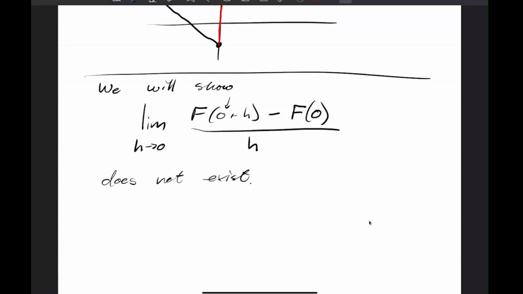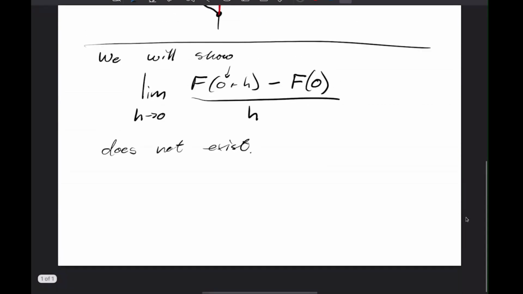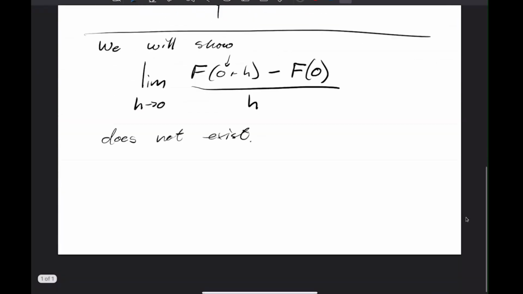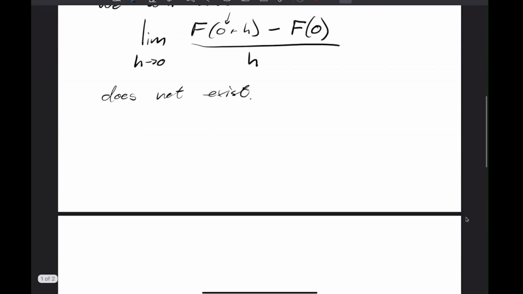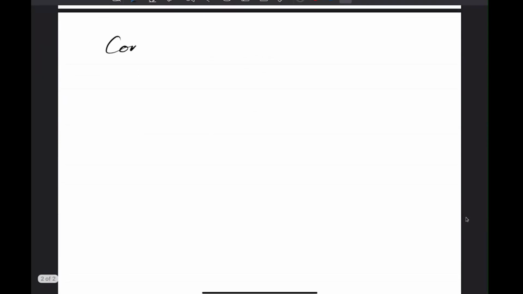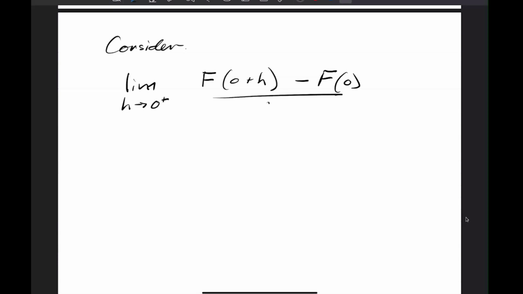And how will we do that? Well, we will do that by showing that the left limit and the right limit of this limit do not agree. So let us consider the right limit. So let us consider the limit as h tends to 0 from the right of big F of 0 plus h minus big F of 0 all over h.